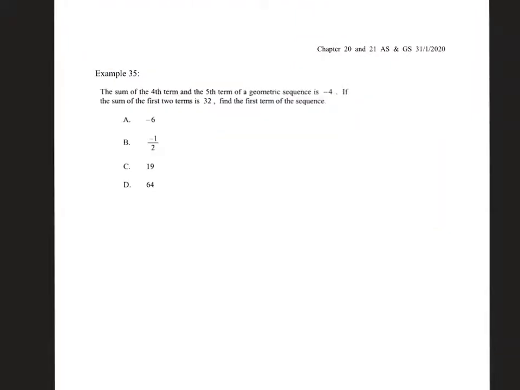Another example I would like to share with you is example 35, because it's a mix-up of Tn and Sn respectively. Now let's read the question. In a GS, the sum of the fourth term and fifth term is -4. When you're talking about the fourth term and fifth term, that means you're asking about Tn, ar to the power n minus 1. As a result, T4 will be equal to ar cubed, and T5 will be equal to ar to the power 4. When you add them up, it's -4.